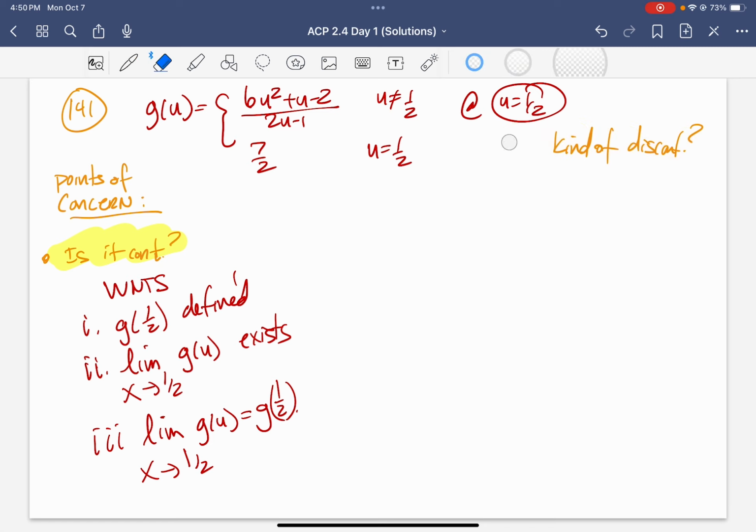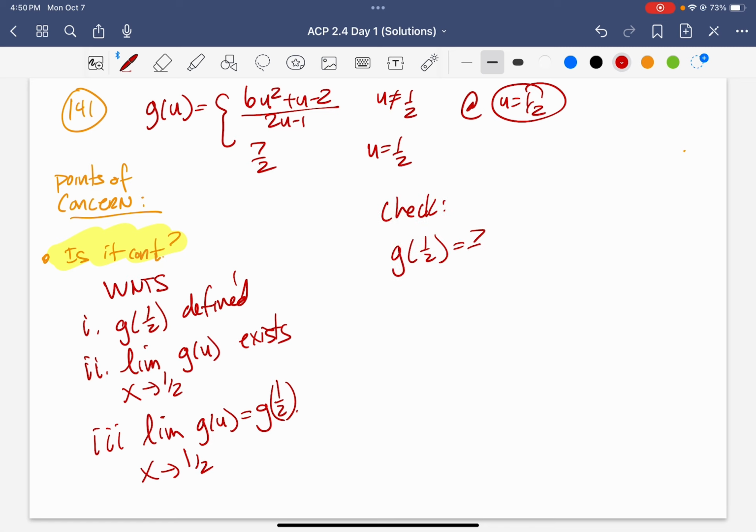So let's see. Well, I'm going to check. I see that g of 1/2 is just equal to 7/2 because they told me. And then the limit as u goes to 1/2 of 6u squared plus u minus 2 over 2u minus 1.